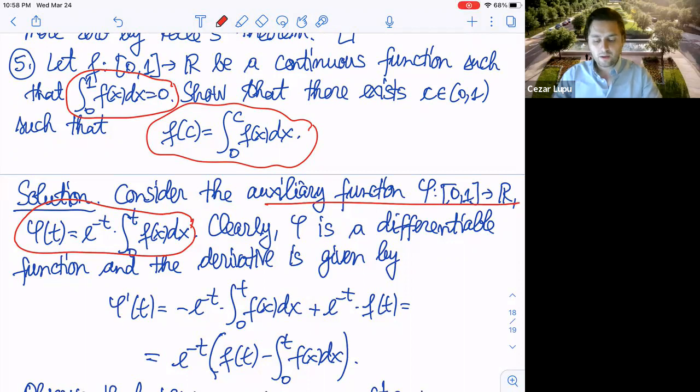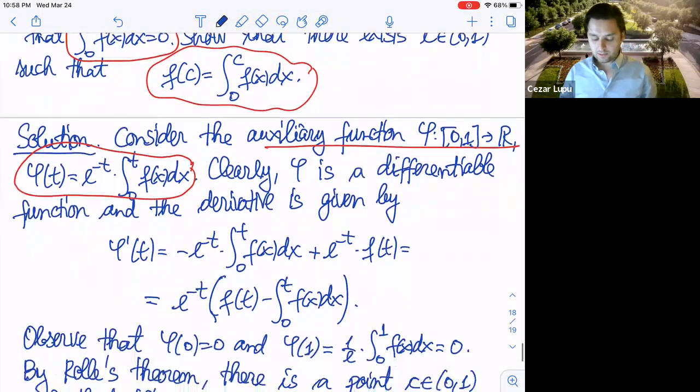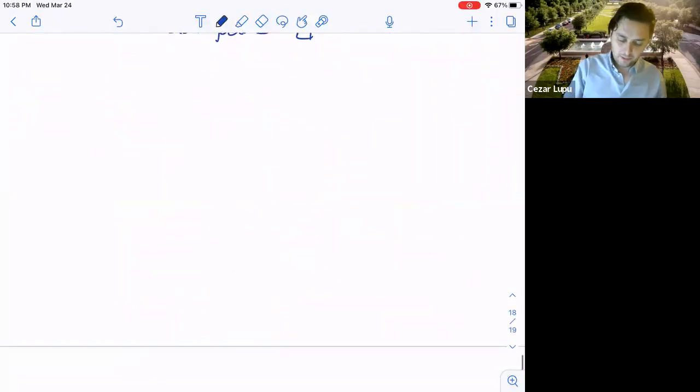Okay. Now I would like to draw your attention to one more problem, and after this, I'm going to stop. Well, I'm not going to stop with the integrals because there's a lot of things to cover here, but I will stop with the applications of the mean value theorems for integrals. But also I'd like to do this problem. It's a very nice problem. It's a beauty. This problem says the following.